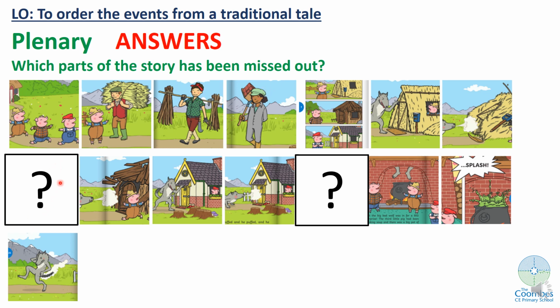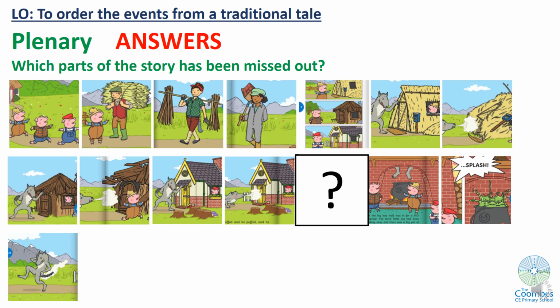Next, we've got this question mark. So, what's happening here? Just before the wolf has blown down the straw house. What does he do after he has blown down the straw house? He goes to the house made of sticks. He knocks on the door and says, little pig, let me come in.